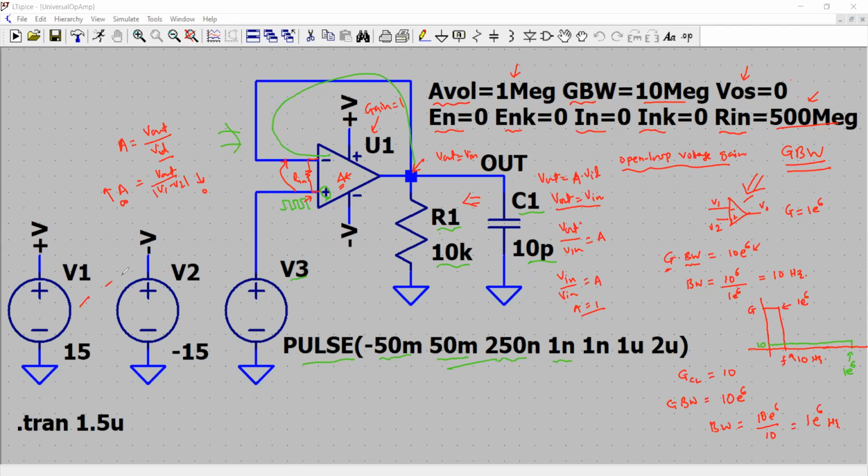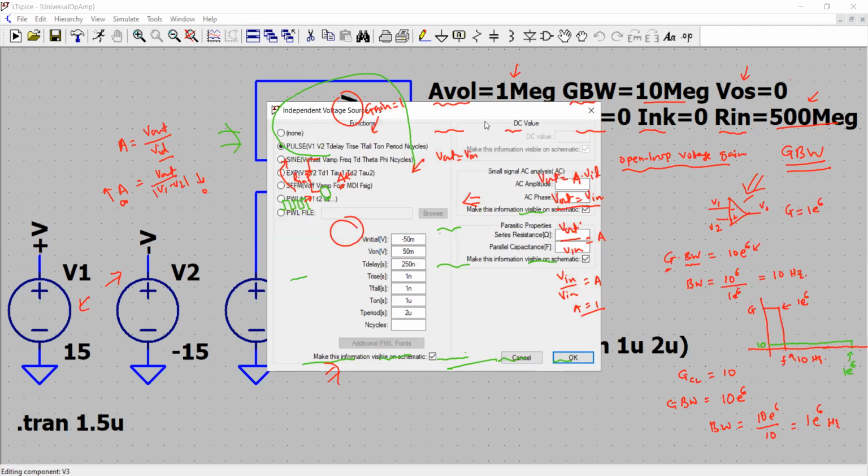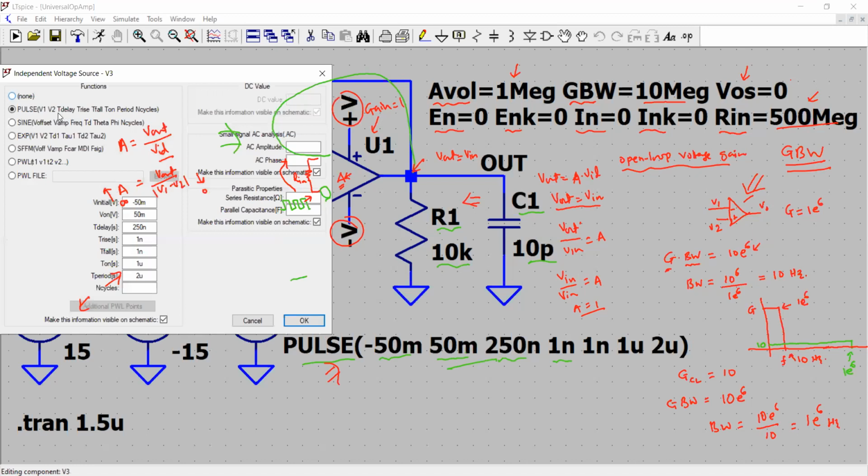And now these are the two power sources, plus minus 15 volt, applied to the negative and the positive terminal. If you simulate the response for this circuit, you will see the output will try to follow the input. Before that, I will just explain how, right clicking this, you see that the independent voltage source is chosen to be pulse, which has an initial voltage of minus 50 millivolt, then turn on voltage is plus 50 millivolt, delay of about 250 nanoseconds, rise time 1 nanosecond, fall time 1 nanosecond, T on is 1 microsecond.